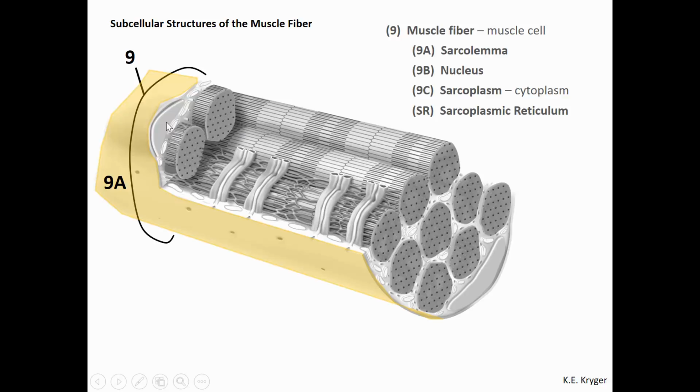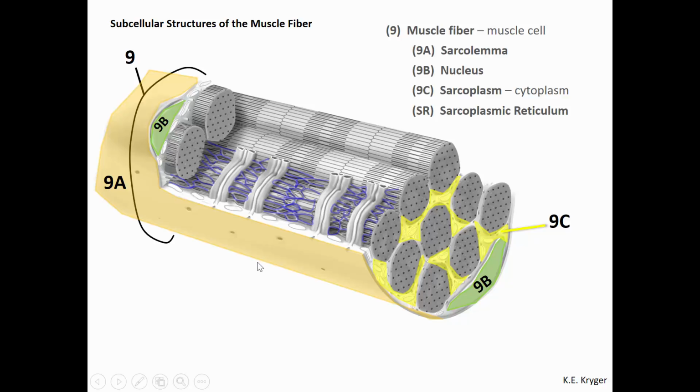Then we have in green here and then here, we have the nuclei. So here's one nucleus, here's another nucleus. Then with 9C, this is going to be the sarcoplasm. Don't color too deeply here, you just get the idea that it's cytoplasm.